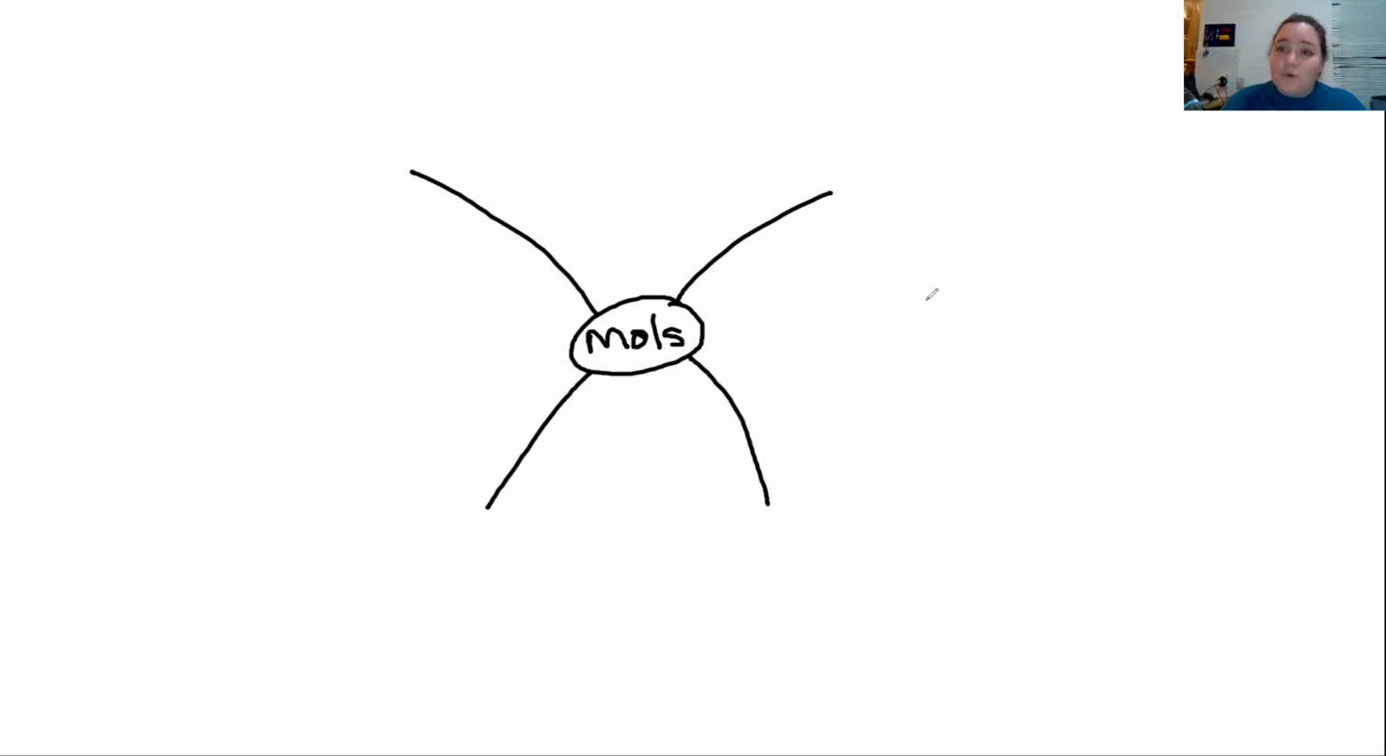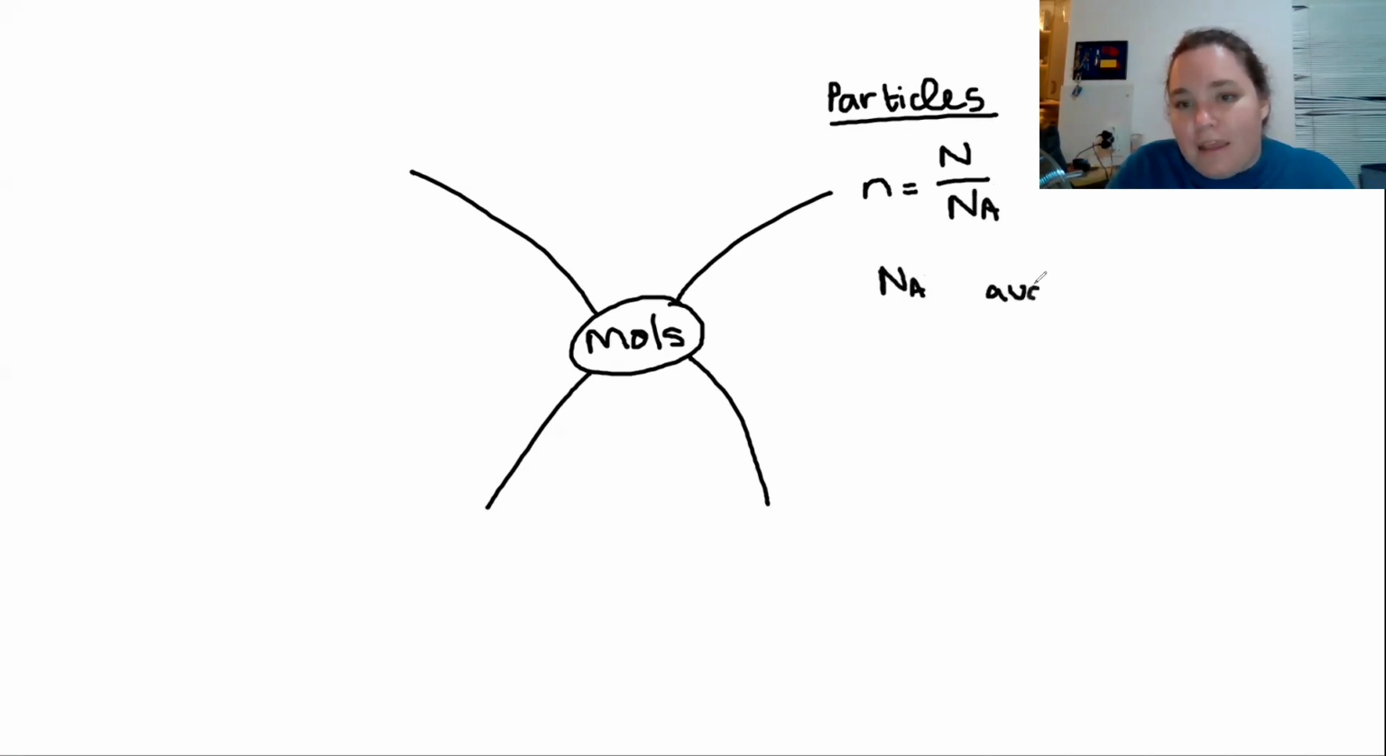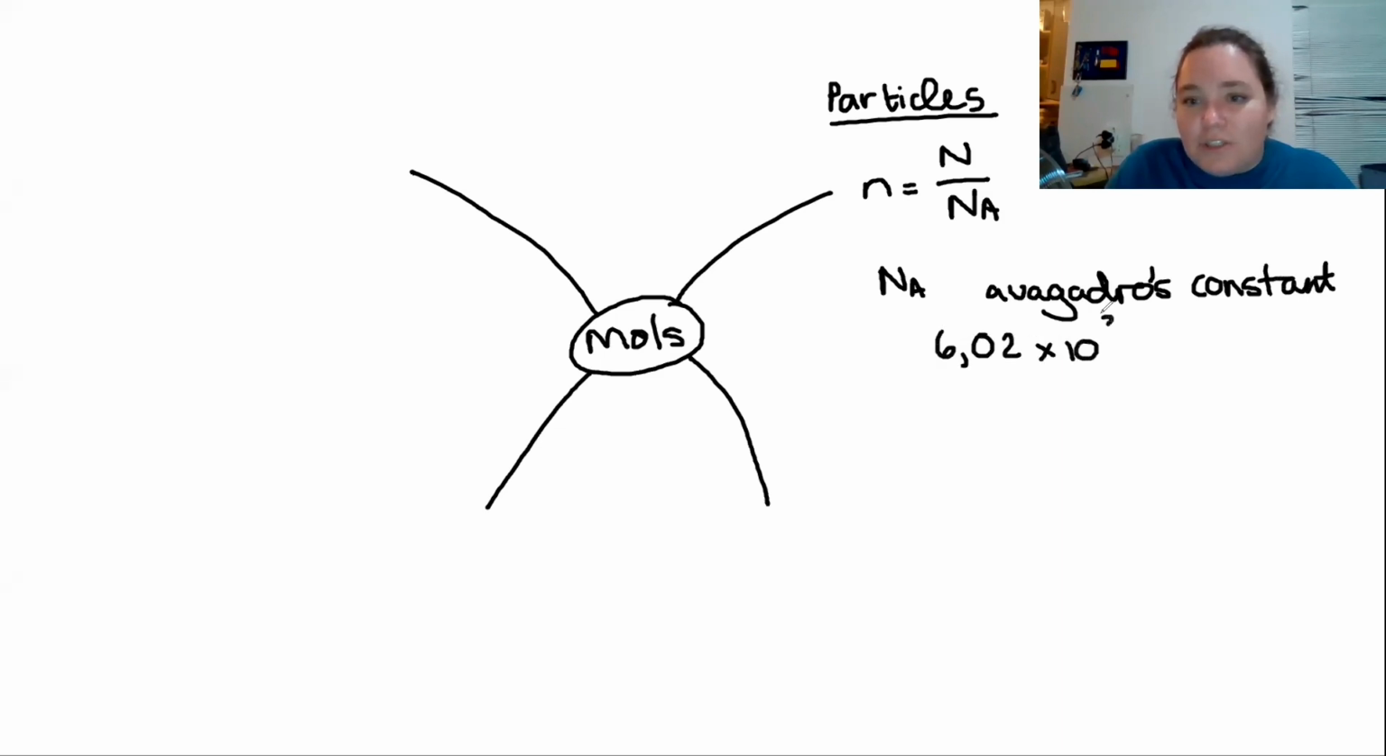Now, for many of you, one of the first problems that people have with moles is that it's a foreign concept. You don't necessarily understand what it is that you're looking for. So I'm going to start by defining moles in terms of the number of particles, which is in fact where it comes from. And the first equation that we deal with when it comes to moles is that the number of moles is equal to the number of particles divided by Avogadro's constant. Na is Avogadro's constant, and it is equal to the value of 6,02 times 10 to the 23.